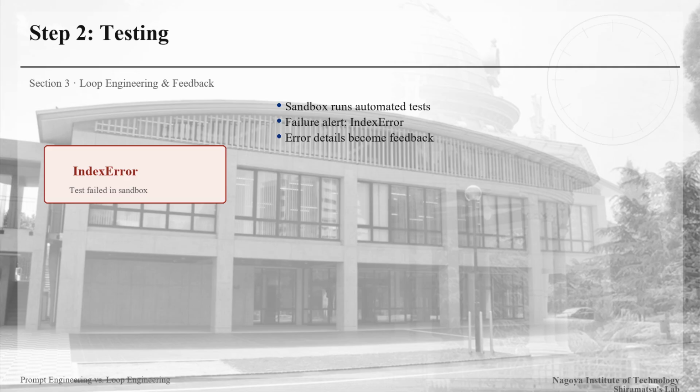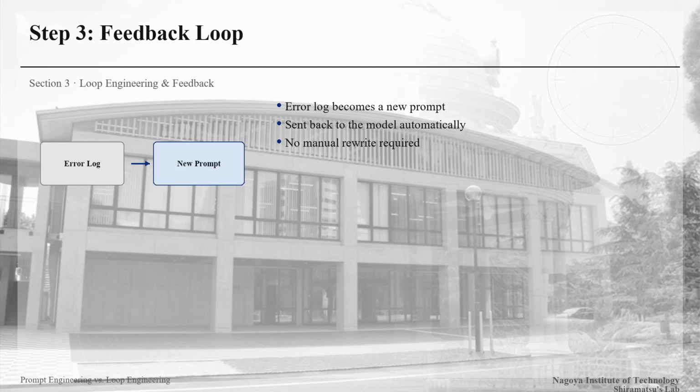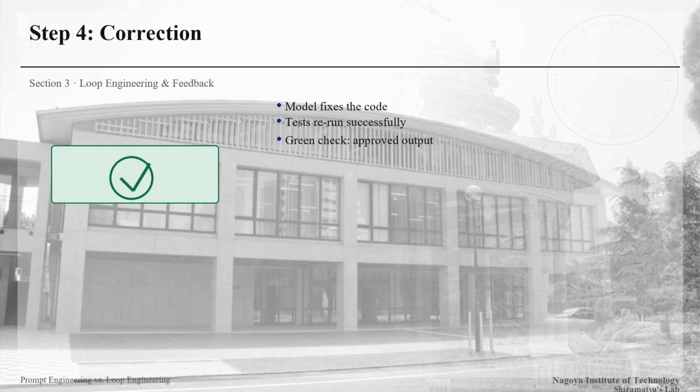Step 2. Tests run and fail. For example, an index error appears as a clear alert. Step 3. The error log is formatted into a new prompt and sent back to the model automatically. Step 4. The model corrects the code, tests pass, and the result is approved.